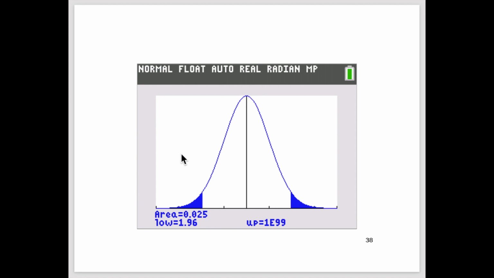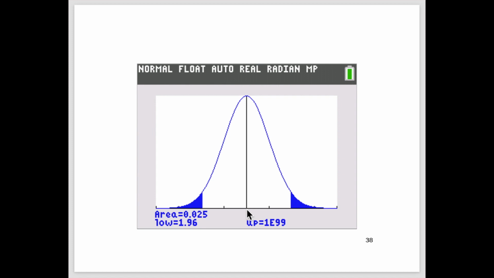Now likewise, and it's clear from symmetry here, the area under the standard normal curve to the left of negative 1.96 is also going to be 0.025. And so the total area of the shaded regions in both the left and right tails is 2 times 0.025, or 0.05.